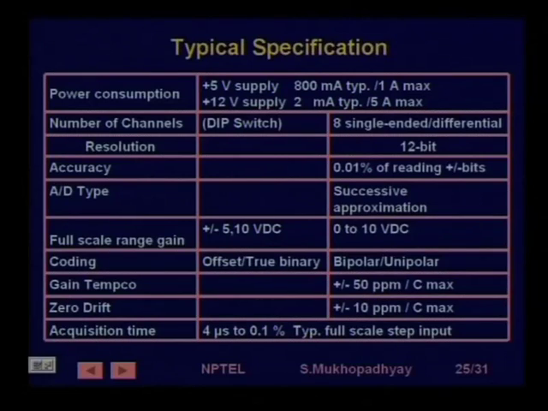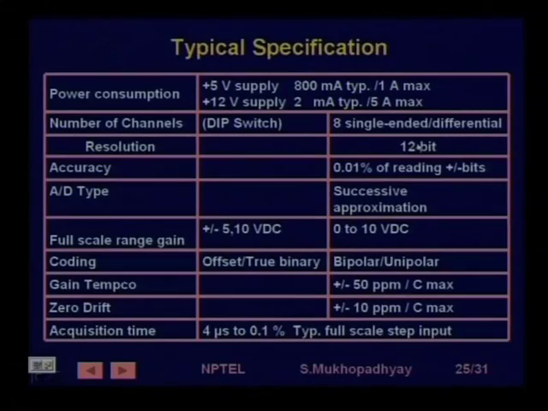If you take a typical specification of a data acquisition system, they will mention things like power consumption. See, the 5 volt supply has a lot of current requirement because of the digital circuits, then a 12 volt supply for analog. The number of channels is very important. Typically you have about 8 analog channels, either 8 single ended, 8 differential or 16 single ended channels. Typically the number of digital channels is much more, 64 like that, because they take only one signal each. Resolution says how many bit converter is being used, so it is a 12 bit converter.